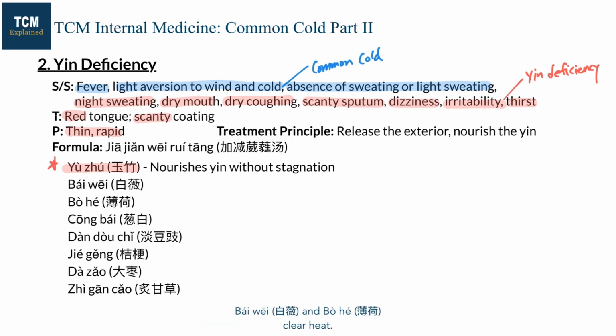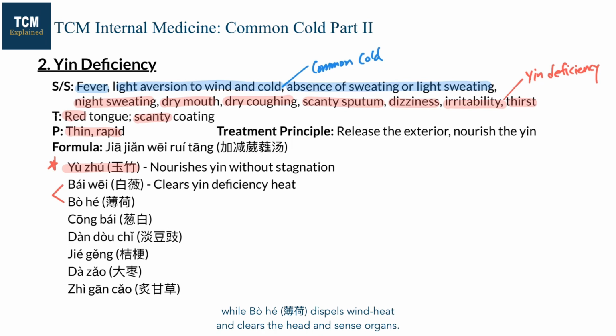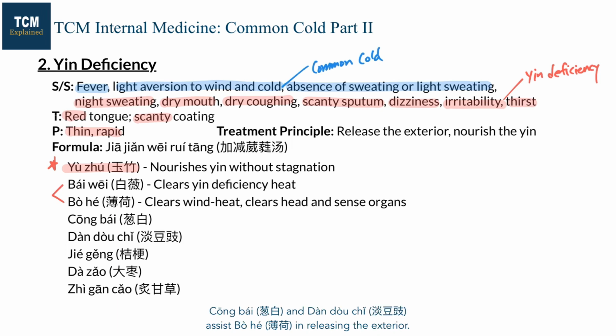Bai Wei and Bo He clear heat. Bai Wei is used for clearing yin deficiency heat, while Bo He dispels wind heat and clears the head and sense organs. Cong Bai and Dan Dou Chi assist Bo He in releasing the exterior.